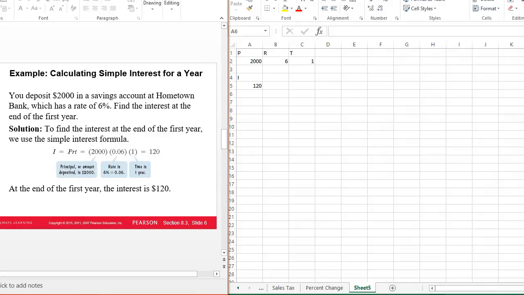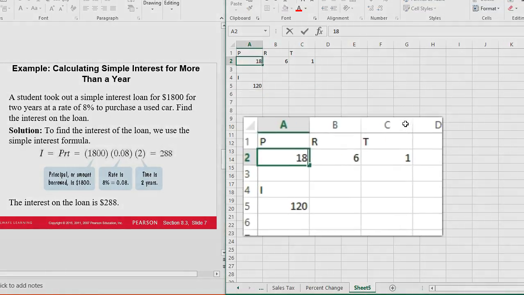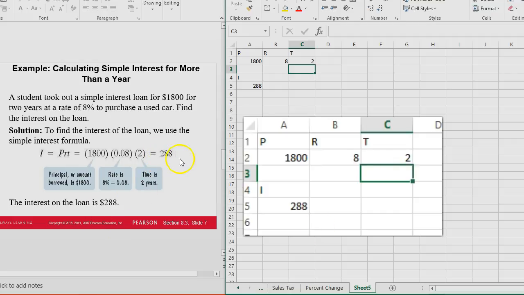Alright, let's just do it again, show it works. Alright, 1800. I've already typed it in one time, so now I'll just change it to 1800. Notice that I will change 8% as my interest rate. Alright, and 2 years. So there's 288. So it's just changing it, doing it on the fly.